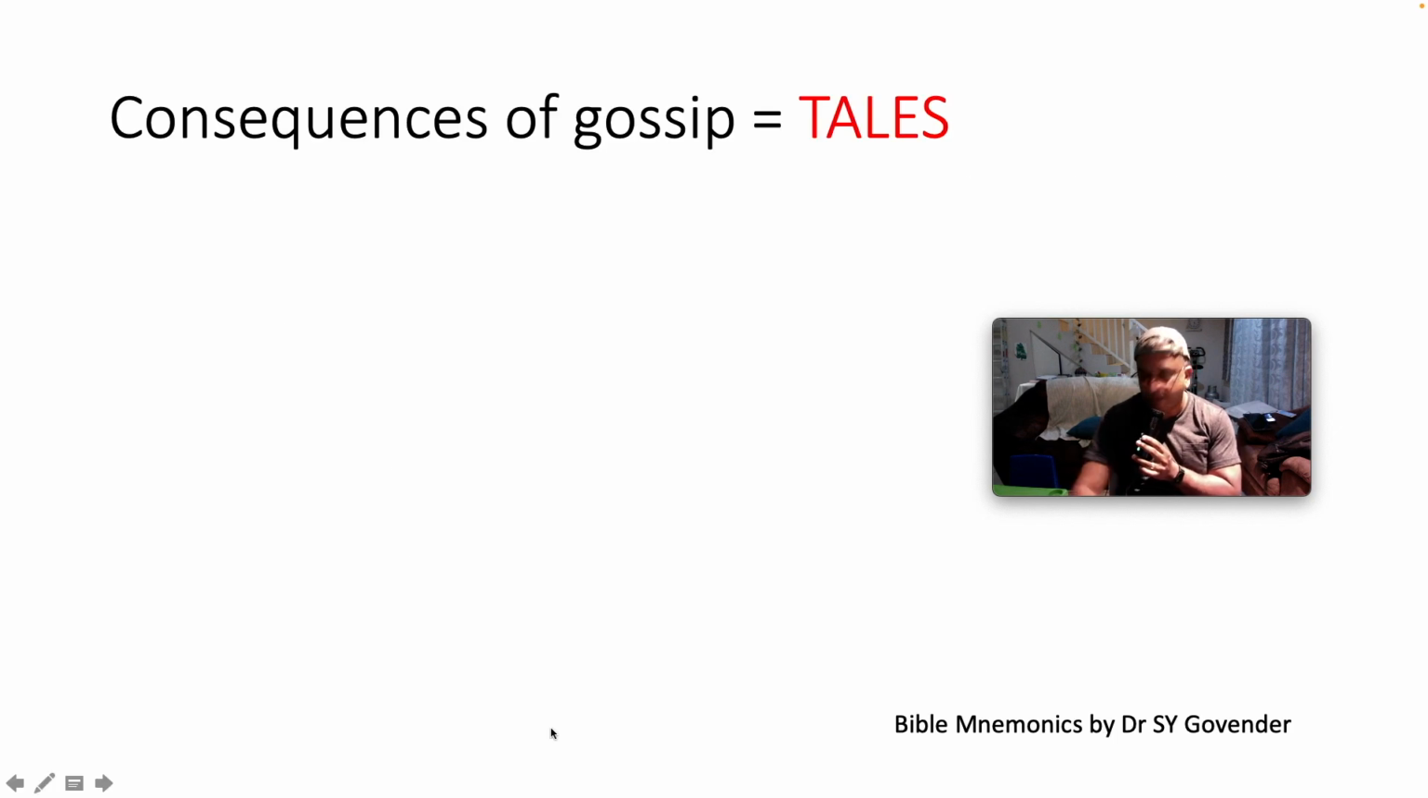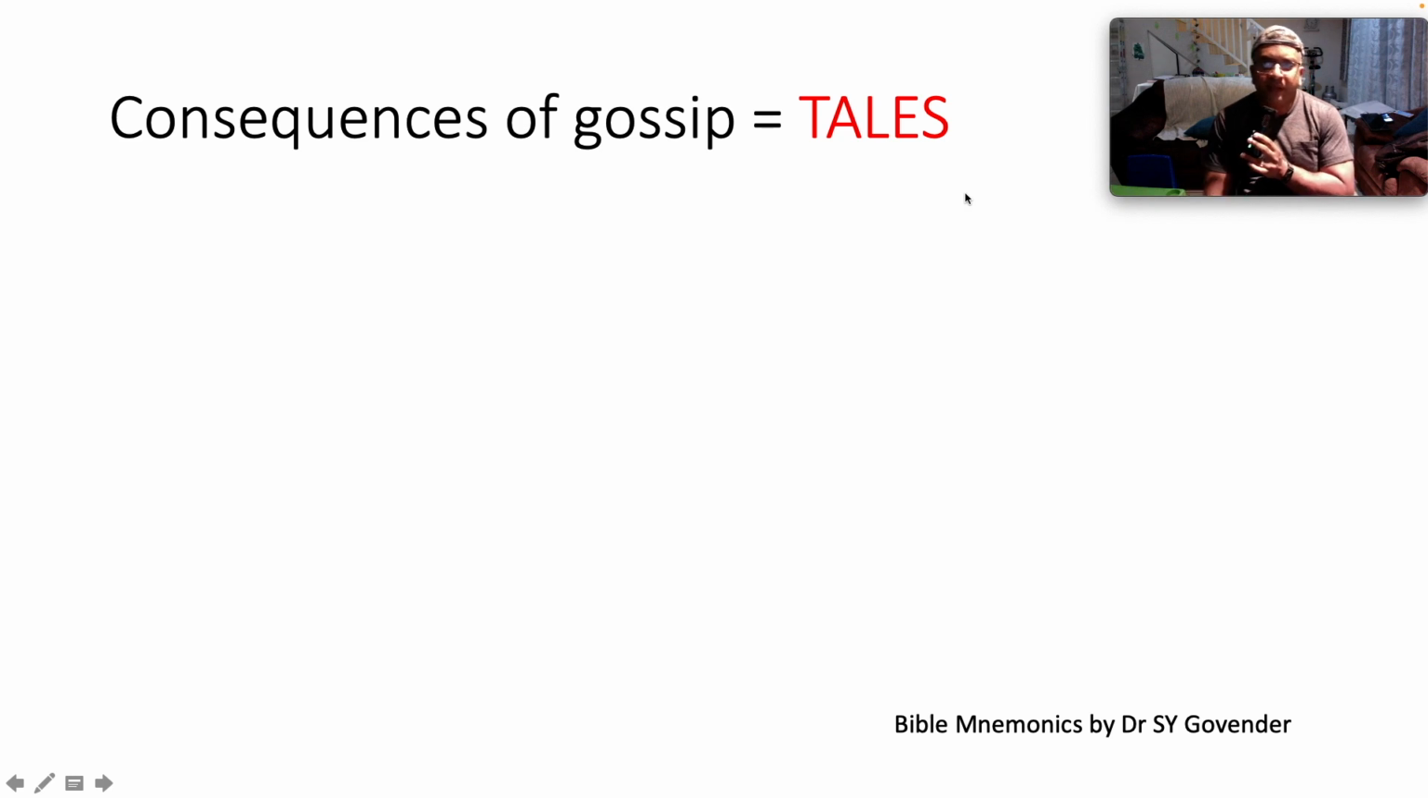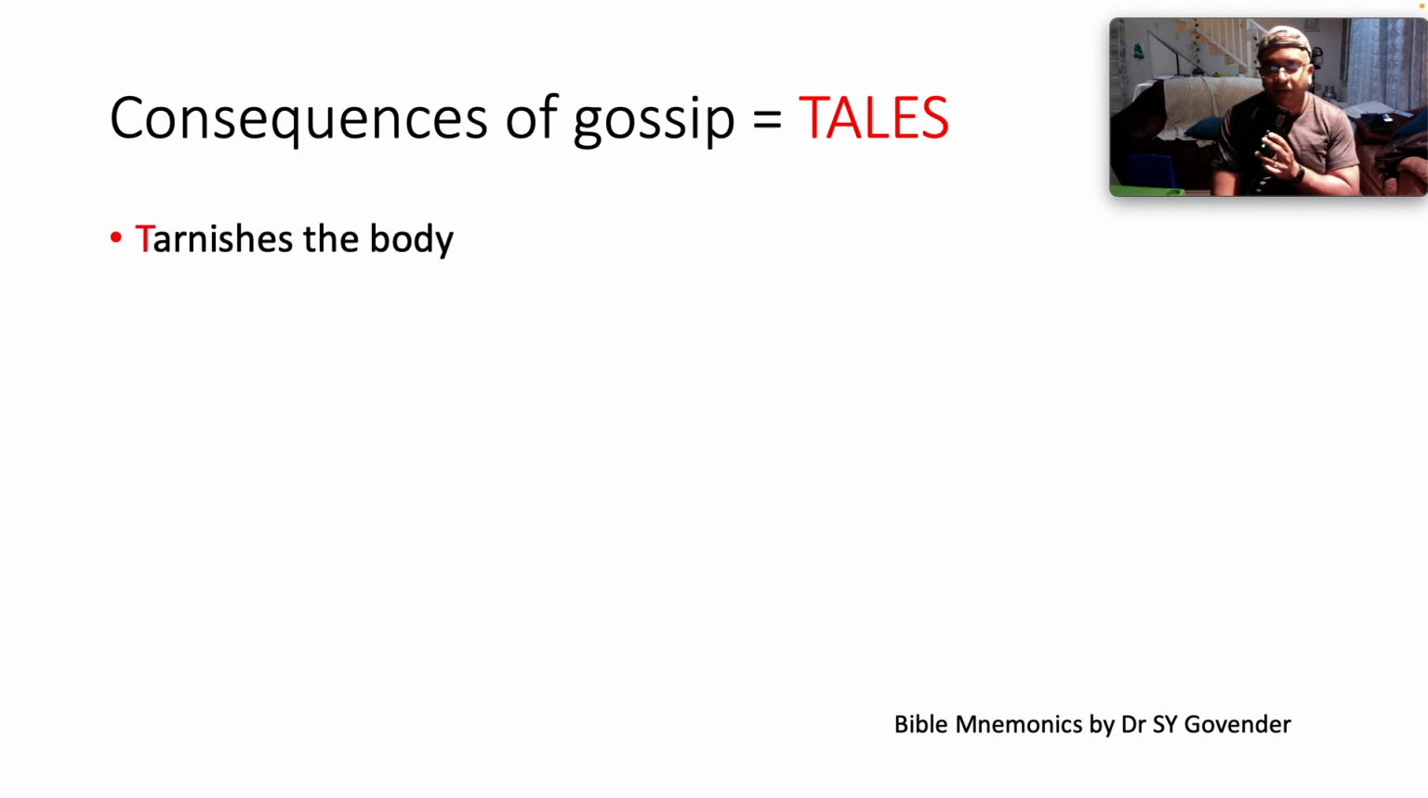Alrighty. Okay, my friends. The Bible says that one who gossips, that gossip goes down to the innermost parts. It's described as choice morsels. Slander and gossip have no place in the life of a child of God. And it actually has consequences, and these consequences correspond to the acronym TAILS. So T is tarnishes the body. To tarnish means to corrupt, to pollute, to infect, or defile the body.